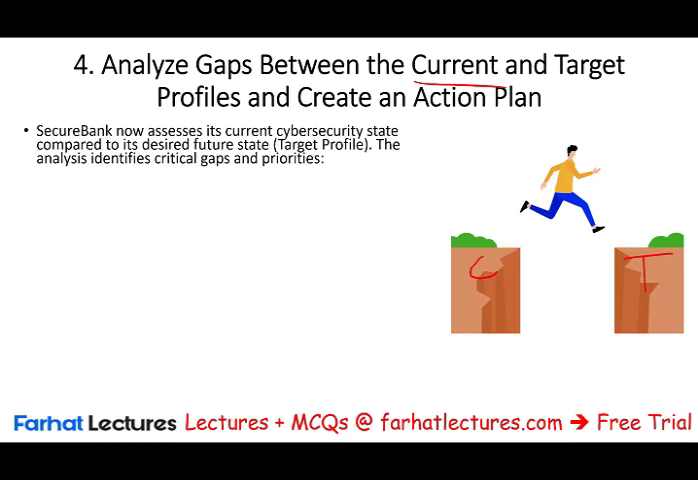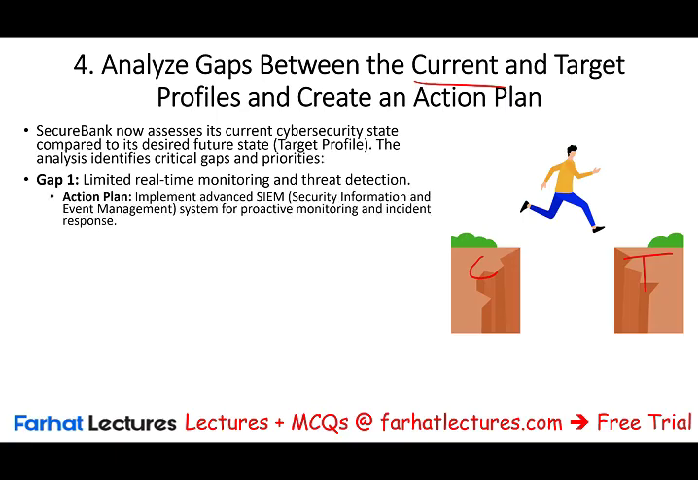So what do we do? Well, limited real-time monitoring and threat detection. This is a gap. What do we do? Action plan. We're going to implement a security information and event management system to deal with limited real-time monitoring, to proactively monitor and respond to incidents. Gap 2.